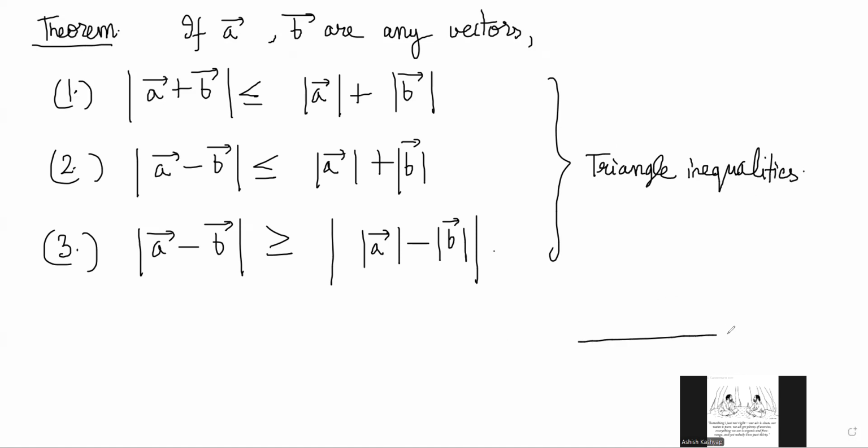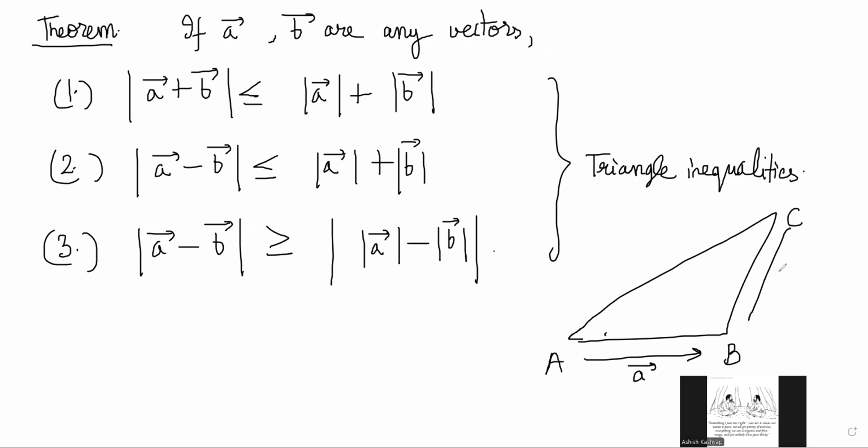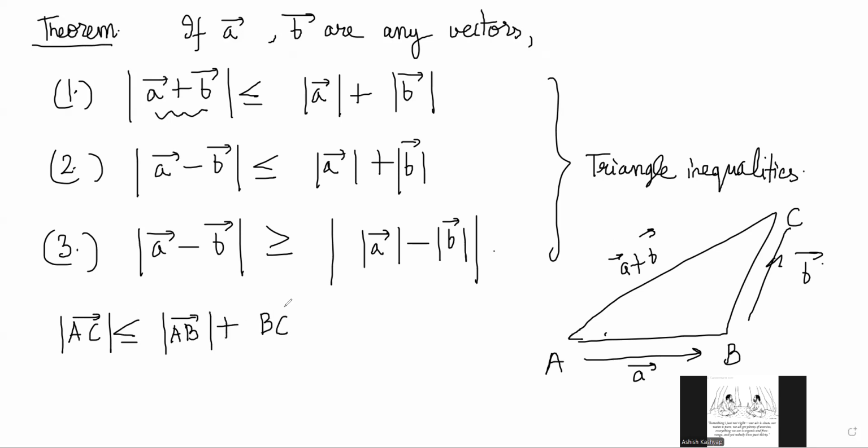So if you look at any triangle like this, A, B, and C, let's say this is my A vector, and let's say this is my B vector, right? Now, obviously, A plus B is this side AC. A vector plus B vector is my AC. So what we are saying in the first one is AC mod is less than equal to AB plus BC. But that is a true fact because the sum of any two sides of a triangle always is bigger than the third side, right? Similarly, you can also prove the second one.